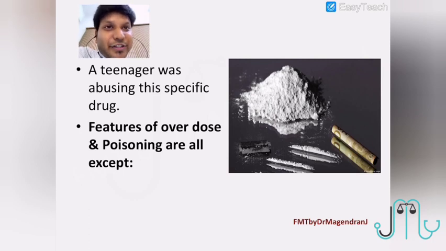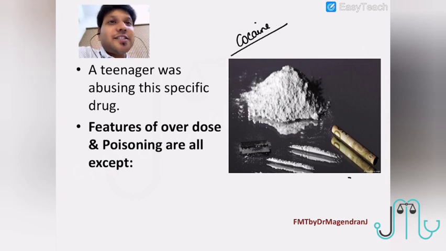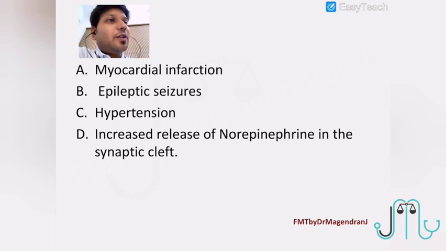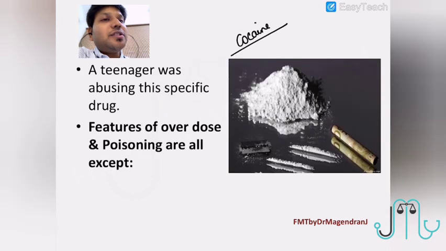A teenager was abusing this specific drug. Features of overdose and poisoning are all except. So this is nothing but cocaine, which is obtained from Erythroxylum coca. Cocaine, crack. Basically, what we have to learn is cocaine is sympathomimetic. It will increase the sympathomimetic activity. Now, if we look at the options, we'll be able to easily find out which is wrong.